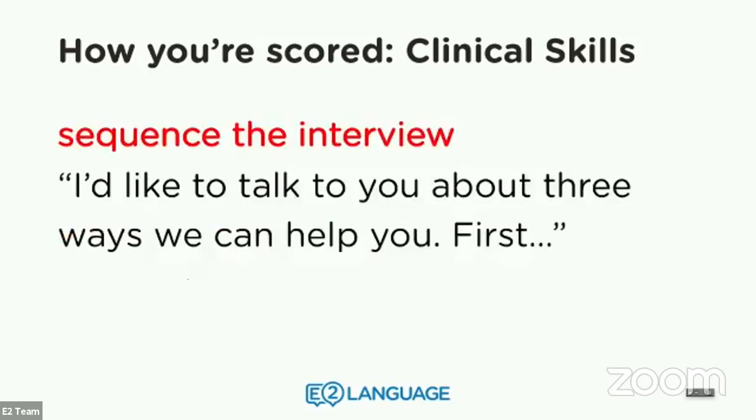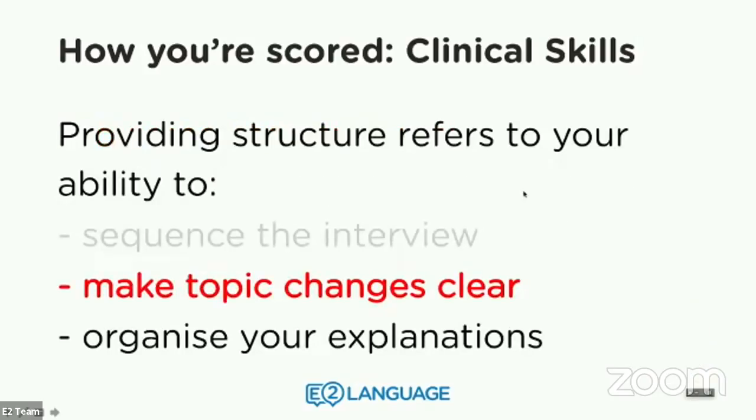So let's look at sequencing the interview. The doctor says something like, "I'd like to talk to you about three ways that we can help you. First, I'd like to discuss blah, blah, blah." Okay? Okay, next is making topic changes clear.